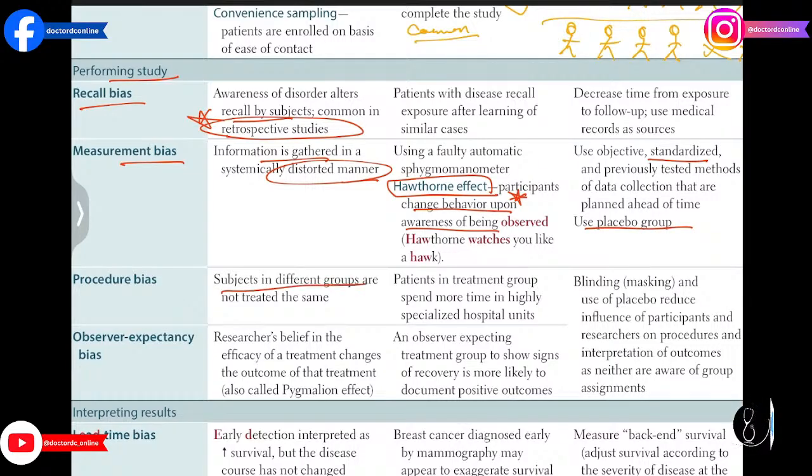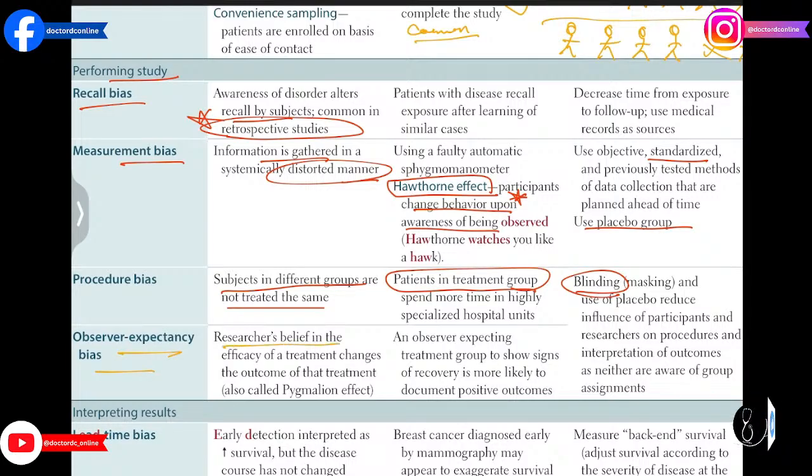Procedure bias occurs when subjects in different groups are not treated the same. For instance, more attention is paid to the treatment group, leading to greater compliance. So how do you avoid this? By blinding the researchers and the doctors administering the treatment.